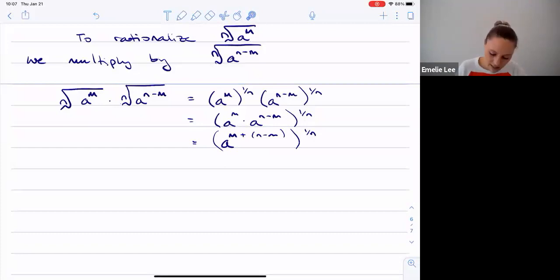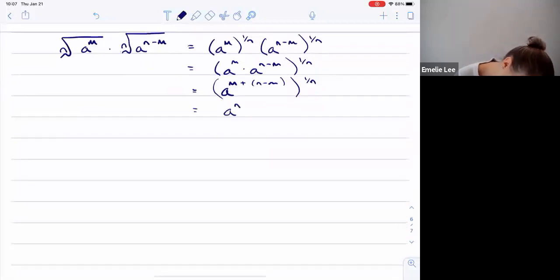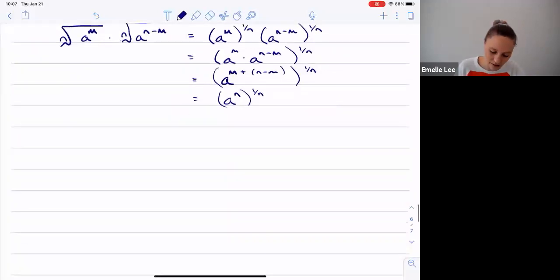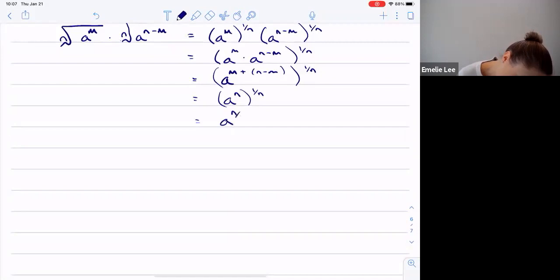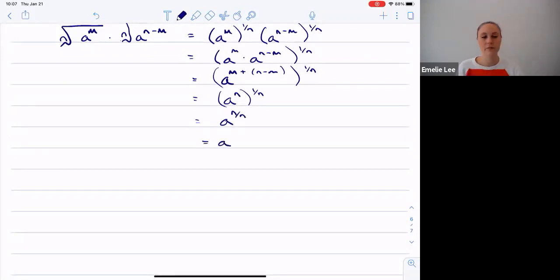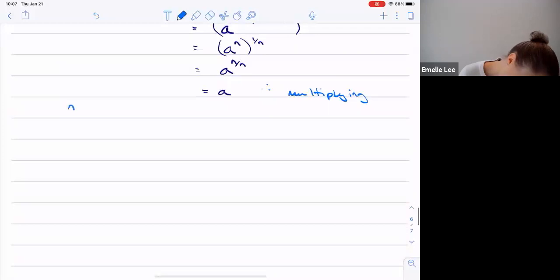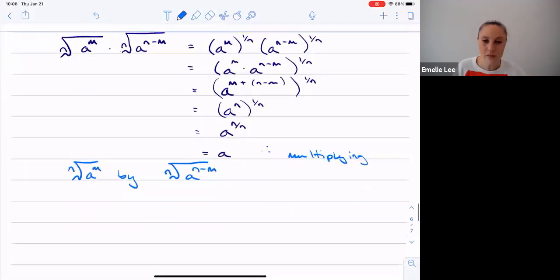Okay, once I expand this out, m plus n minus m, well, I'm just left with n. So then I have a to the power of n to the power of 1 over n. You can see how this is kind of falling together here. So now I have a to the n over n, which is just going to be a, right? So what I'll say here is, therefore, multiplying the nth root of a to the m by the nth root of a to the n minus m eliminates the root.